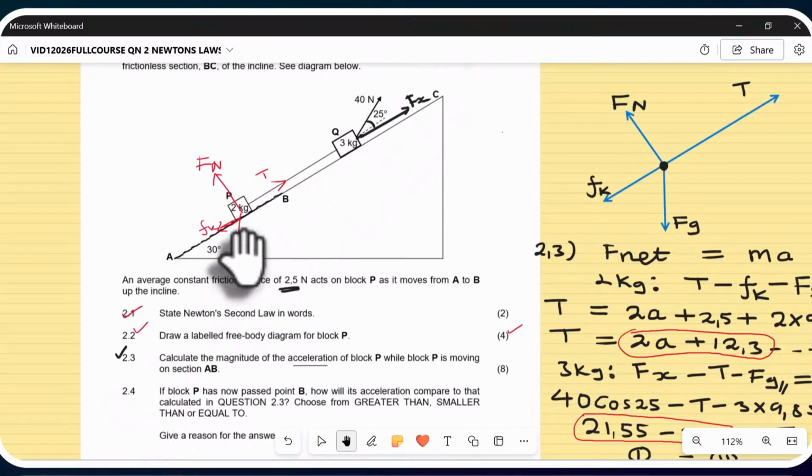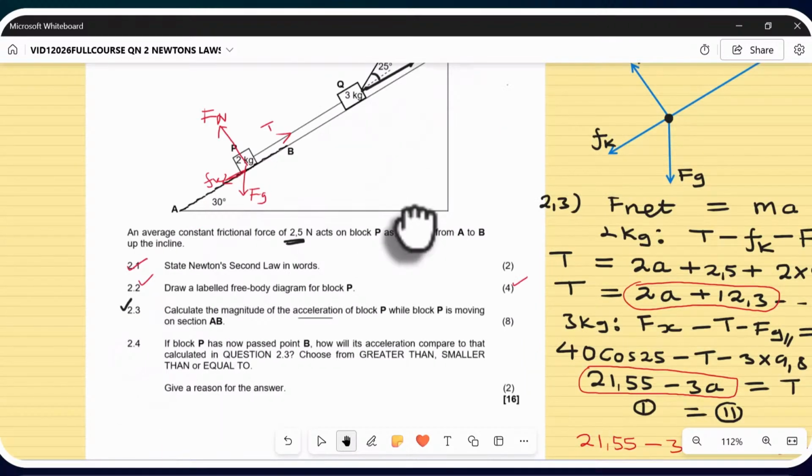Why? Because when we pass point B, the net force increases up the slope, and we know acceleration is directly proportional to the net force. So the acceleration will increase.